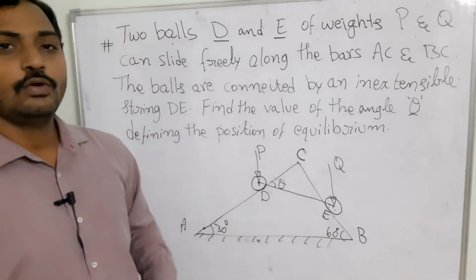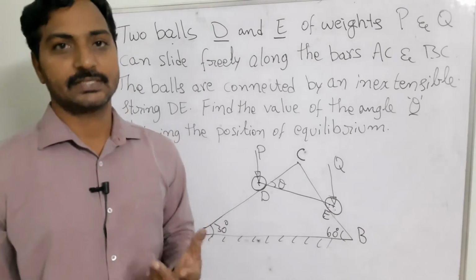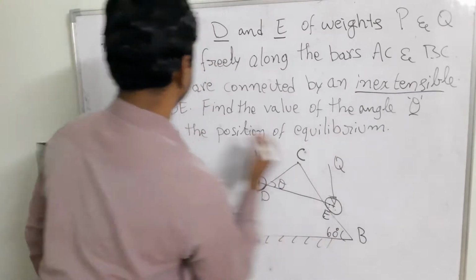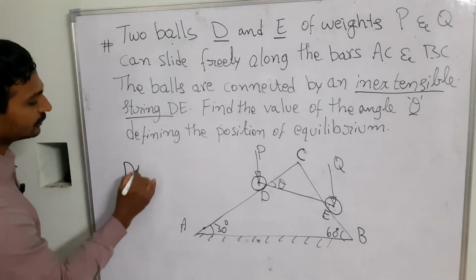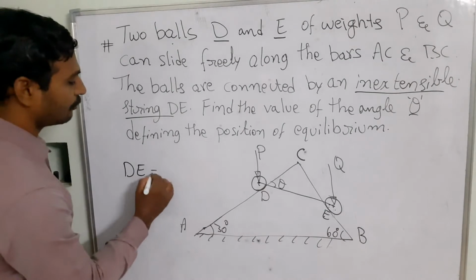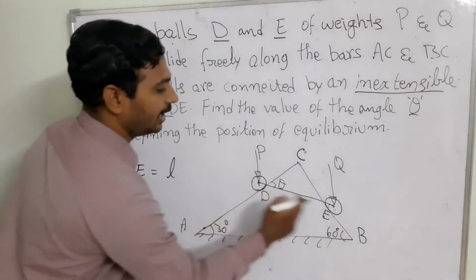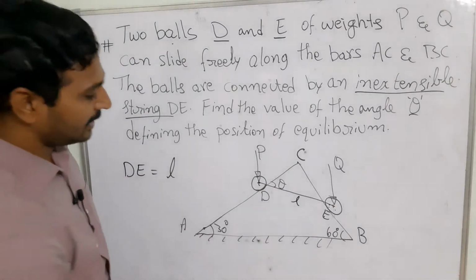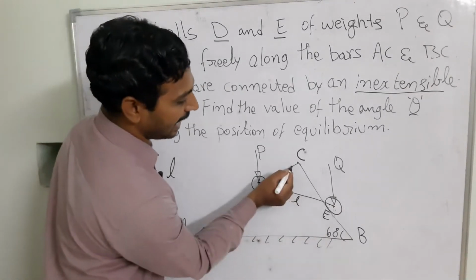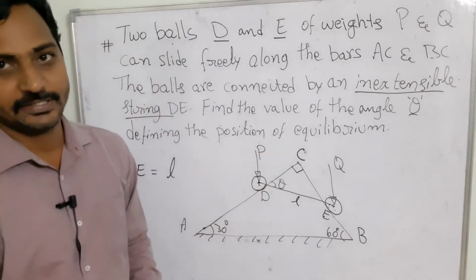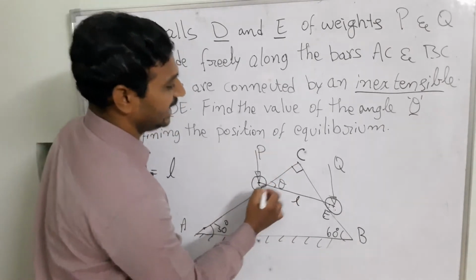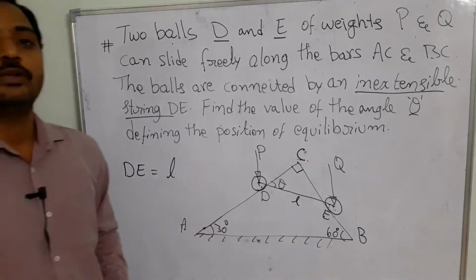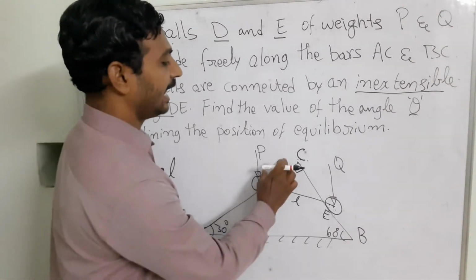Now we need to define a few parameters here. Because we are considering an inextensible string, DE, I am going to call its length L. So DE is L. This is 30 degrees, this is 60 degrees, and here it is making 90 degrees. Then we need to calculate the dimensions of DC as well as EC.